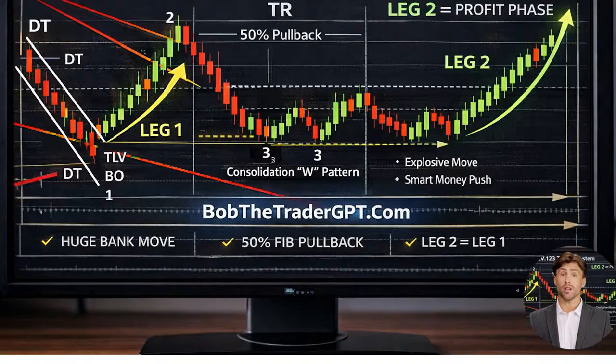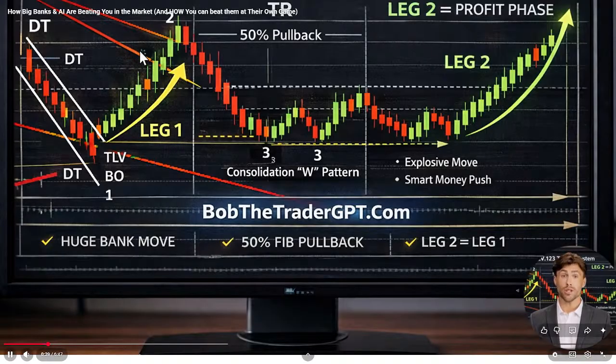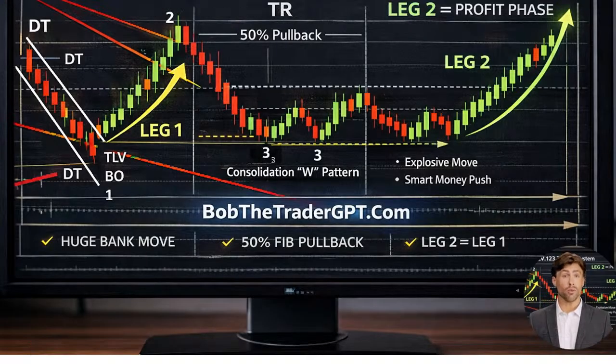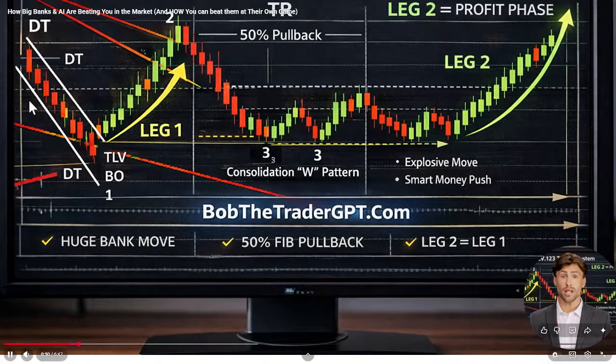Let's start on the far left side of the chart. The first thing we see is a downtrend. This is important. The market is moving lower, making lower highs and lower lows. Price is being controlled inside a descending structure. That tells me the market is still under bearish pressure. It also tells me there is a trend line in place. That trend line matters, because later it will be violated. That is where the whole setup begins.